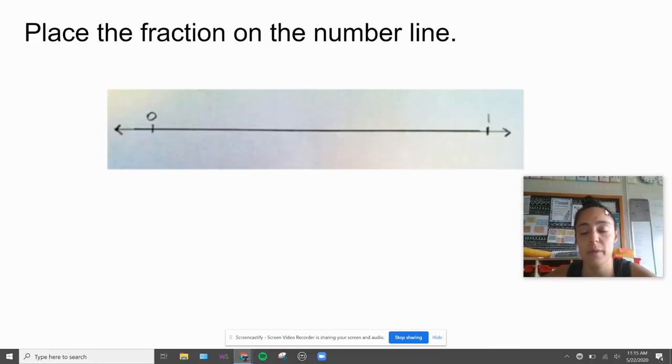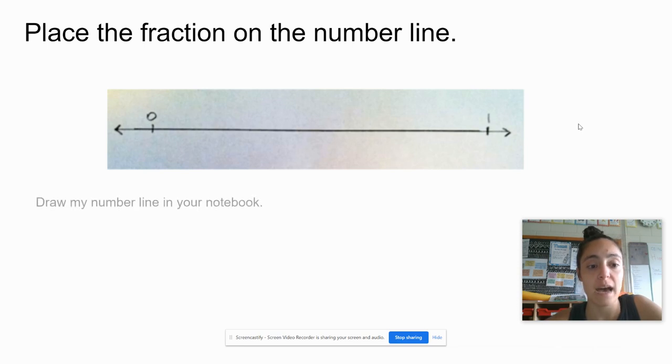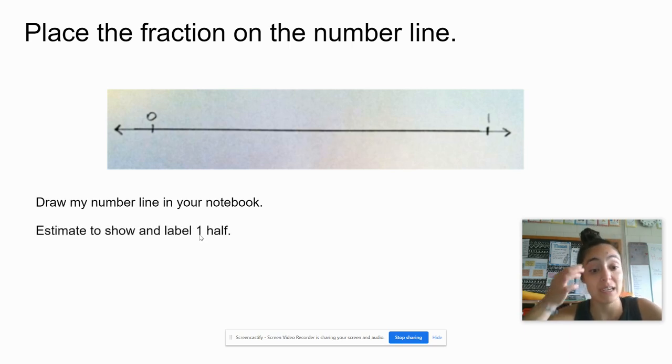So here we are, we have our number line, just like we talked about in the beginning. So we have 0 and 1. If you have a piece of paper, make sure you grab that, and label your line with a 0 and a 1. So now draw my number line on your paper, and estimate to show and label 1/2.